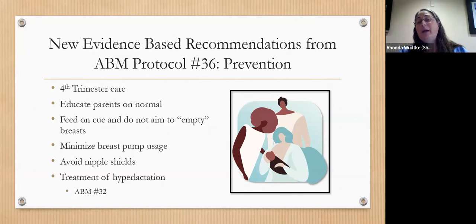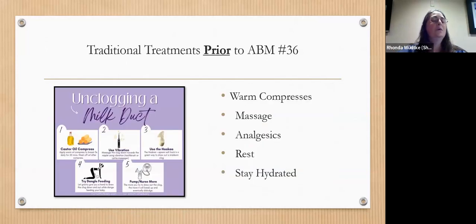And then the treatment of hyperlactation. And there's an actual protocol number 32 that talks about that because we need to decrease the number of cars on the highway. When we have too many cars, that's not going to flow, even if we have a 5-lane highway. All of us might have had the experience of being in big city traffic, right? And even though we don't have any closed lanes, if we have lots of cars, it makes it difficult to navigate.